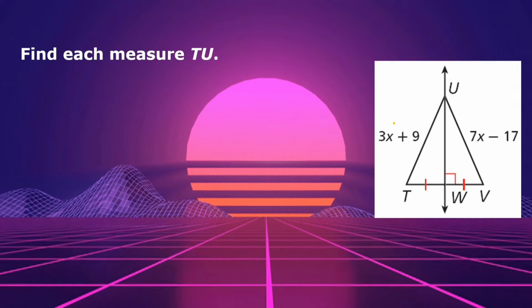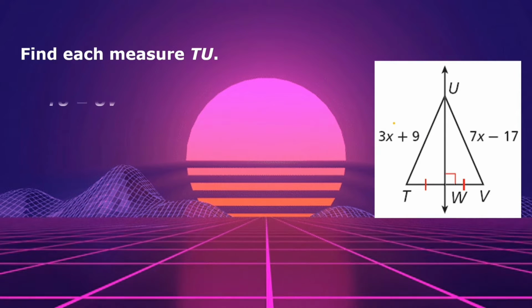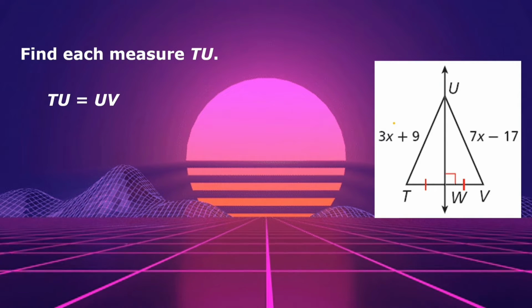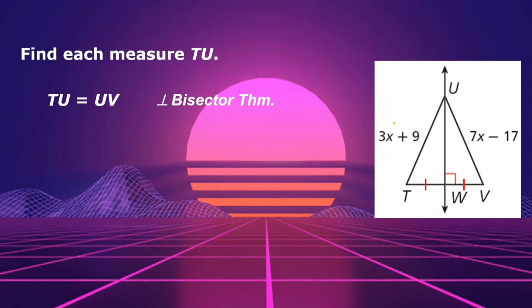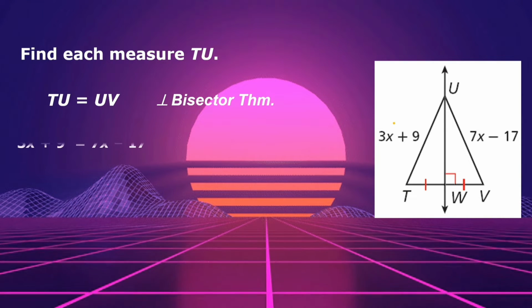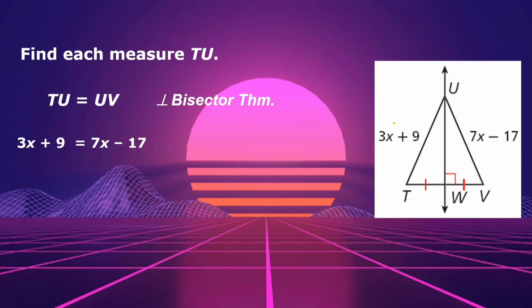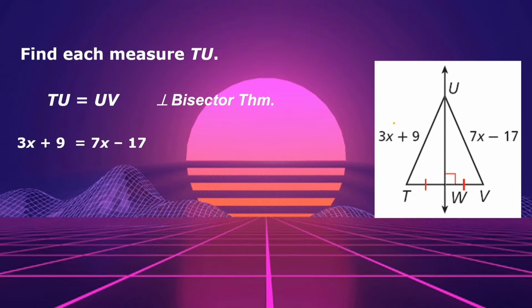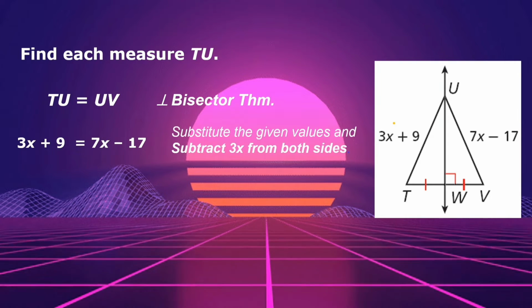Let's have more examples to master the skill. As we see in triangle TUV here, UW is perpendicular and bisects TV. So with respect to the theorem, UV will be congruent to UT, or equals UT.